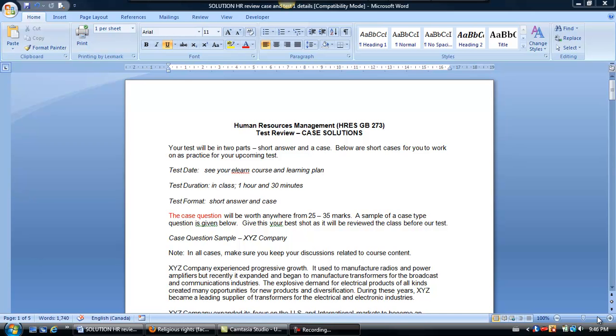And the test date, again, there are different sections of the course running, so you should double check that with your instructor, but it would also be posted in your eLearn course and in your learning plan, so you can check there. Your test will take place during class, and your class is 2 hours. So, by the time we set up and collect all the papers at the end, it should probably run about an hour and 30 minutes.